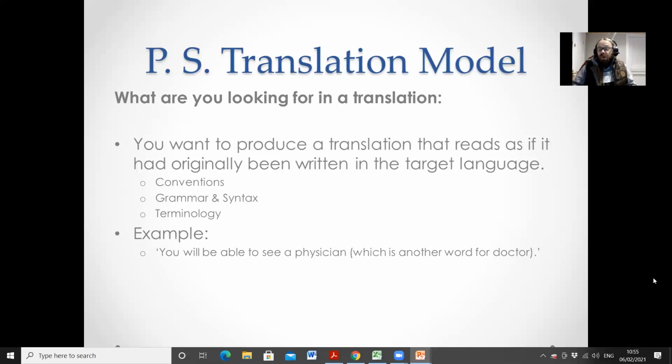physician," which is another word for doctor. You do see these a lot, even on the NHS website. We'll talk in another session about why this is, but suffice to say, you get this a lot. As a translator, as an interpreter, how do you approach this sentence?